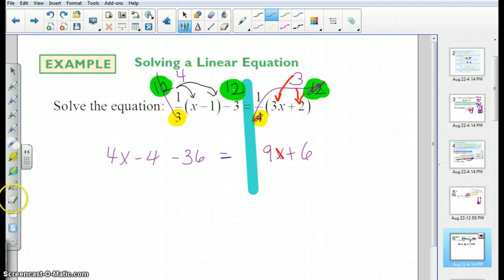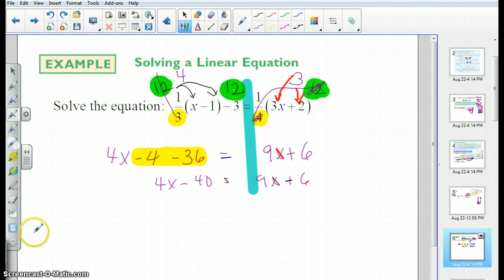Then, following my simplifying rules, the second rule is after I distribute, I want to combine like terms. So I see some like terms on the left side. So before I start trying to get all the variables on the same side, let's go ahead and combine terms for a total of negative 40.